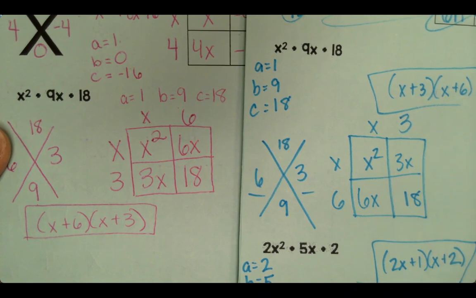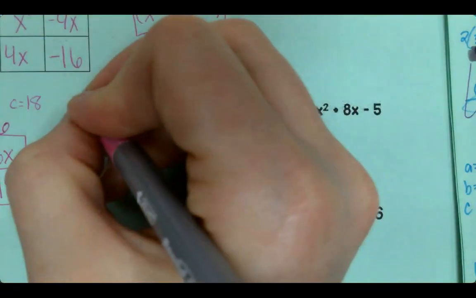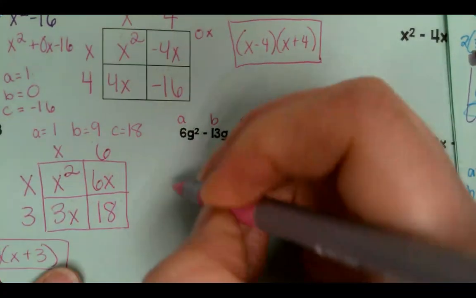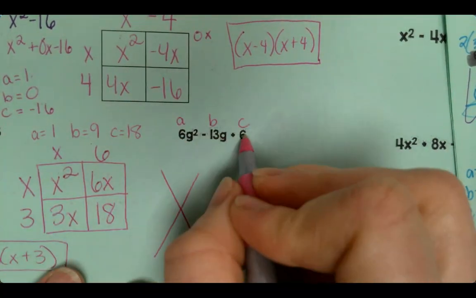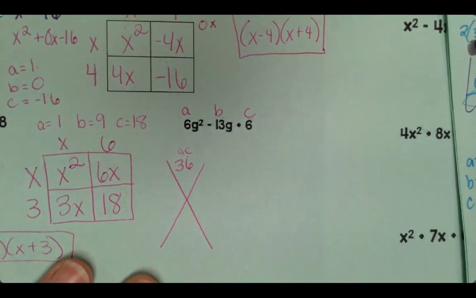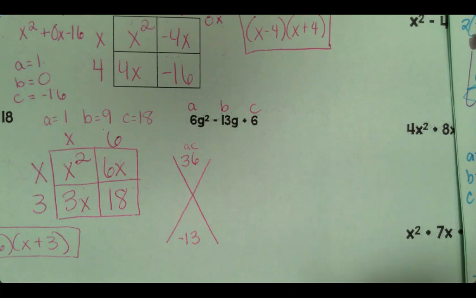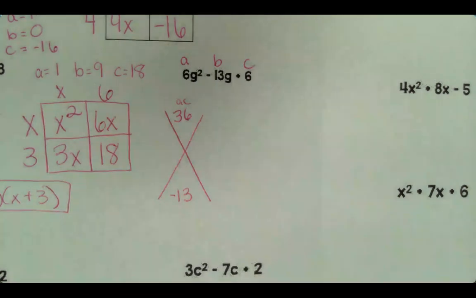Okay, so I want you to do the next one. 6g squared minus 13g plus 6. So for the top of the box, you're going to have to multiply 6 times 6, because remember, it's a times c. And then b goes on the bottom, negative 13. AC, because our instructions say AC goes on the top of that box.